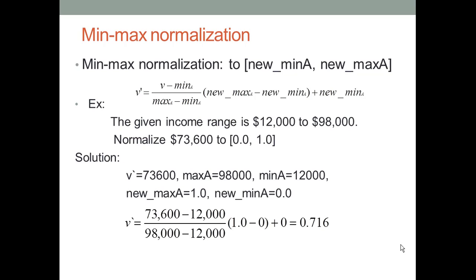In min-max normalization, they have given us a formula. It is V' equals (V minus min A) upon (max A minus min A), multiplied by (new max A minus new min A), plus new min A. So it is already given. V' is the value that you are going to get, the normalized value. V is the value that is usually given to you that you are supposed to normalize. Min A and max A are the original minimum and maximum values in the range that you are working on, and new max A and new min A are the new range that you want to fit the value in.